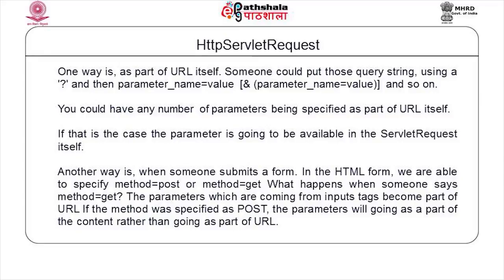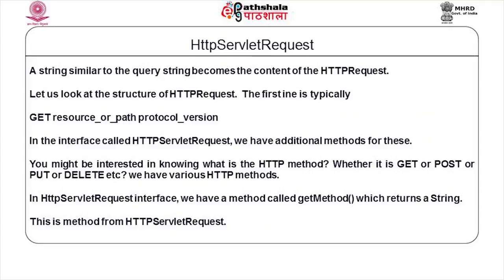If the method was specified as post, no, they won't become part of the URL; instead, they will go as part of the content. In the content, it would be nothing but the same. What was the query string? We had parameter name equal to value and parameter name equal to value. A similar string becomes the content of the HTTP request. So, yes, that is related to parameters. There is no additional method being added in the HTTP servlet request for that. Get parameter was part of the generic thing. So, parameters can be handled.